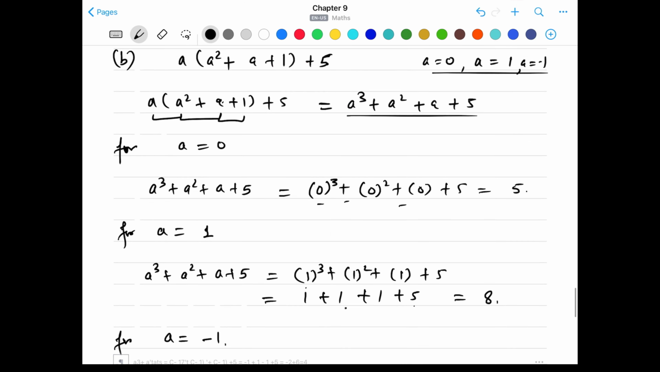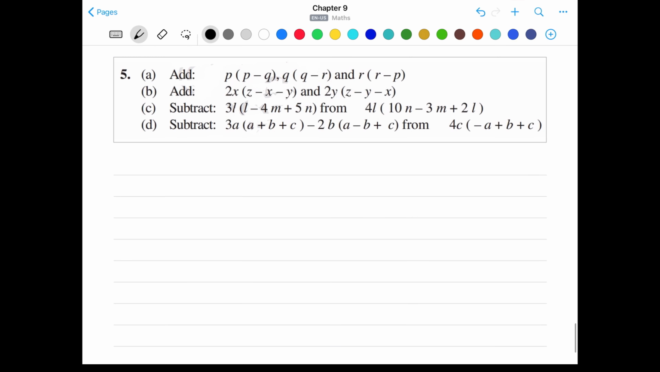Now let's move to question number 5 of exercise 9.3. Here we are given certain expressions. In the first two we have to add the expressions after simplifying them, and then in the next two we have to subtract them after again simplifying them. Okay, so let's start with the first one. This is answer number 5, part A. We have to add these expressions.